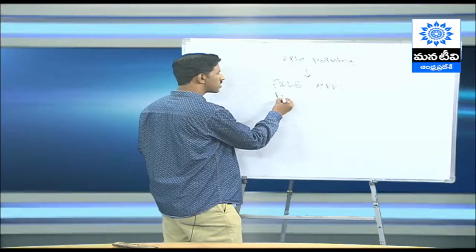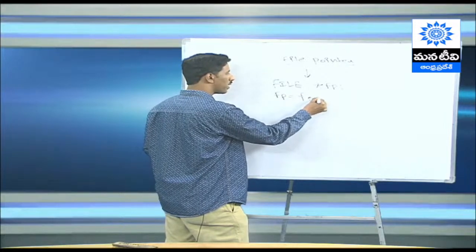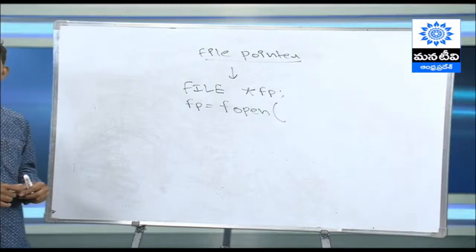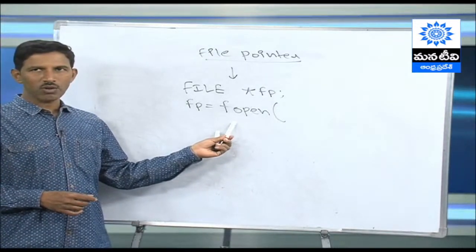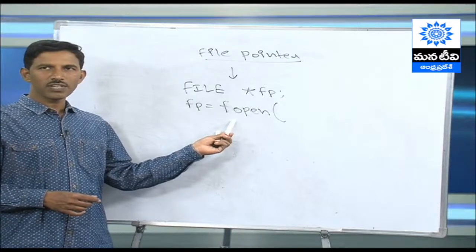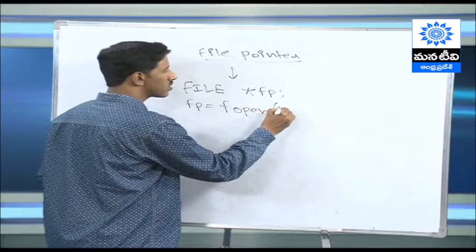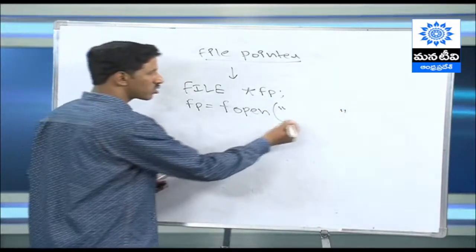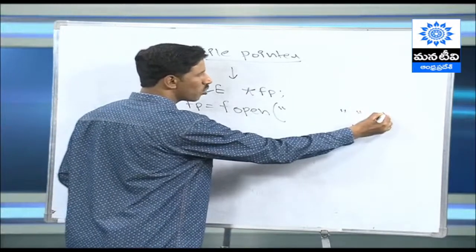How do we work with this file pointer? File pointer equal to fopen. One function is there, fopen. What is meant by fopen? File open. I mean, which file is to be opened, and in which mode should it be opened? That should be mentioned. The fopen function requires two arguments. The first argument is the file name. The second argument is the mode of the file.